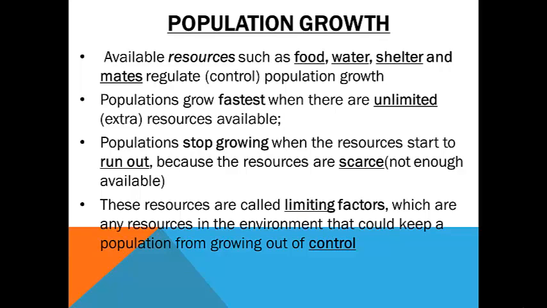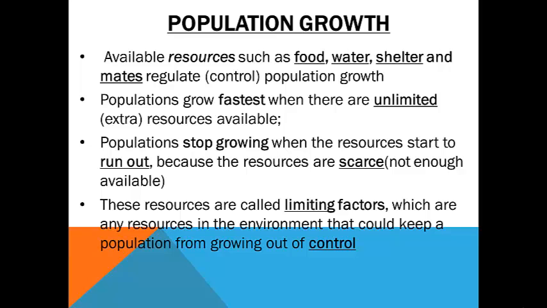Available resources such as food, water, shelter, and mates regulate, which means control, the growth of the population. Populations grow fastest when there are unlimited, meaning extra resources around. Populations stop growing when the resources start to run out because the resources are scarce, which means there are not enough available.